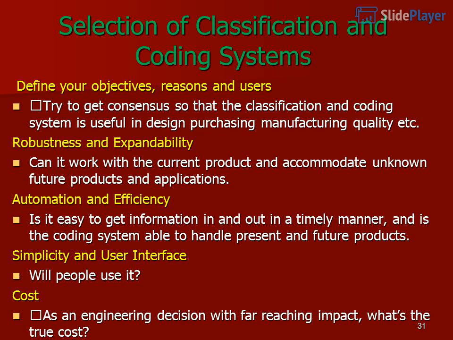Automation and efficiency. Is it easy to get information in and out in a timely manner, and is the coding system able to handle present and future products? Simplicity and user interface. Will people use it? Cost. As an engineering decision with far-reaching impact, what's the true cost?